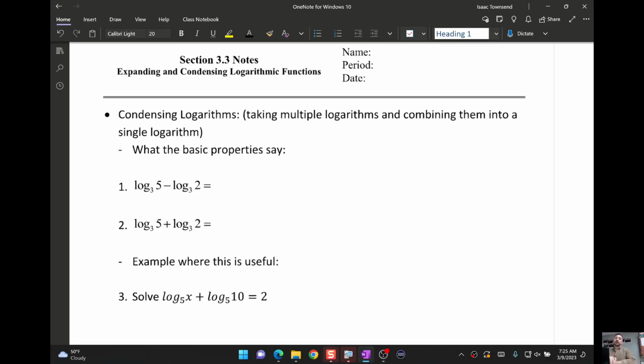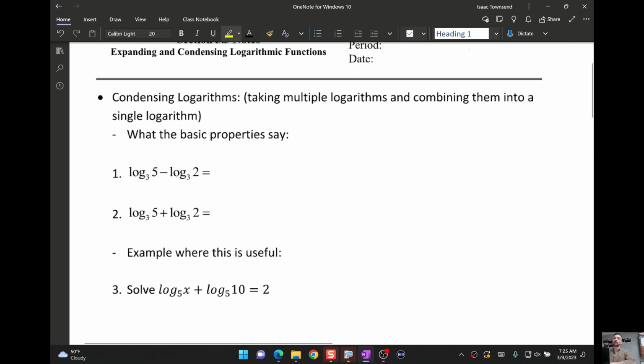Okay, so to expand or condense logarithms, there's really only two ways to condense, and if you really understand those two directions, then expanding is the exact opposite. So you're just undoing that.